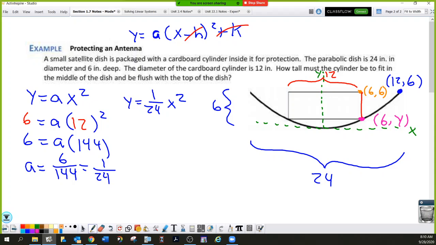So we plug in the, what's that? Yeah, it's exactly what you do. You put in 6 for the x. So y equals 1 over 24 times 6 squared, which is 36. 36 over 24. Reduce your fraction. 12 goes into both of these. 3 over 2, which is 1.5. This y value right here is 1.5.